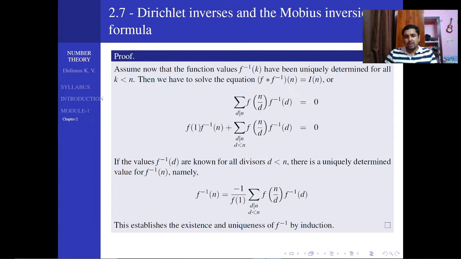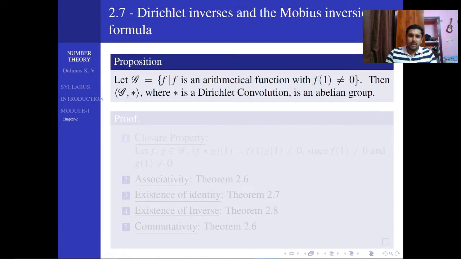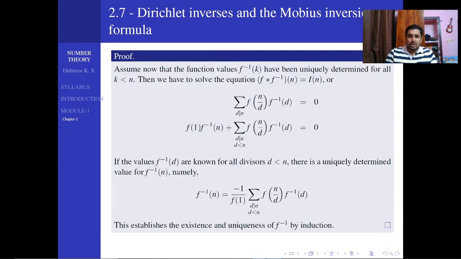And that is uniquely determined. So using those values, we can define f inverse of n is equal to minus 1 by f of 1 summation over d dividing n, d less than n, of f of n by d times f inverse of d. This is valid, or consistent, because we have assumed that f of 1 is not equal to 0 and f inverse of d is uniquely determined for every d less than n. So this establishes the existence of the Dirichlet inverse of an arithmetical function with f of 1 not equal to 0.